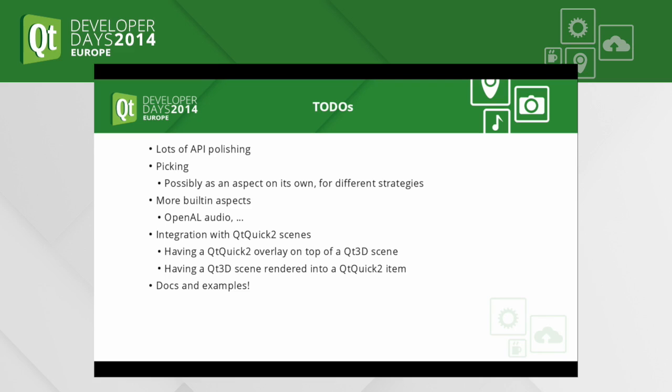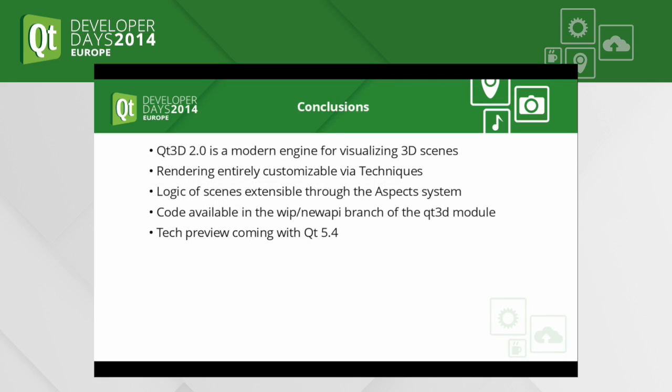We're not sure which other built-in ones we'll support. We've written demo ones for OpenAL and for physics. We may support those, but probably not, because they're really just proofs of concept. And we need to do better integration with Qt Quick 2 so you can trivially mix Qt Quick 2 scenes over your Qt3D scene and have a Qt3D scene in a Qt Quick 2 item. And we should probably write some documentation at some point, but you guys are smart and we'll figure it out.